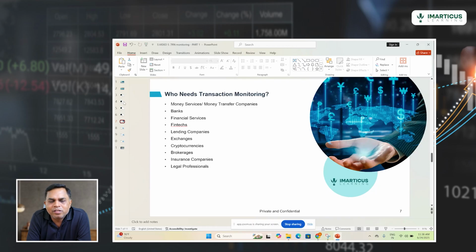Next one is financial services firms. So there are certain companies which provide financial services. For example, they can go into providing insurance services or other financial services. So they have to perform the transaction monitoring services.